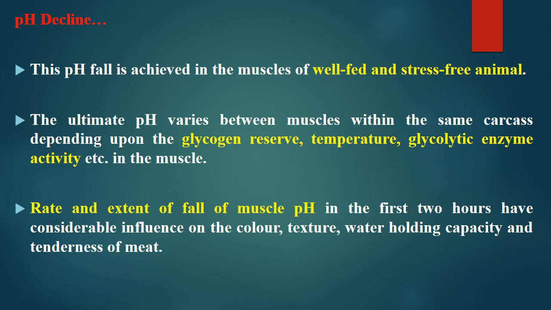The rate and extent of fall of muscle pH in the first 2 hours have considerable influence on the color, texture, water holding capacity and tenderness of meat. So these are the parameters which play an important role in the functional properties of fresh meat. In this lecture we will discuss water holding capacity, and in the next lecture we will discuss the color, texture and tenderness of meat.